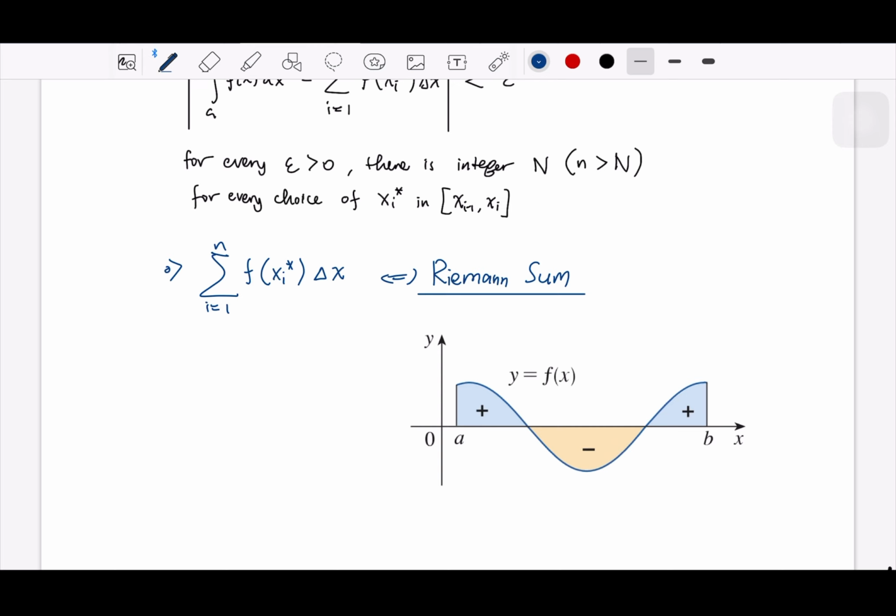Yes, it could be. If you want to evaluate, especially the Riemann sum, maybe we evaluate from these 2 points here. Of course, it will be negative, right? It will be negative. So it could be negative.